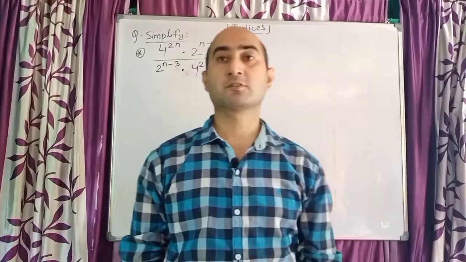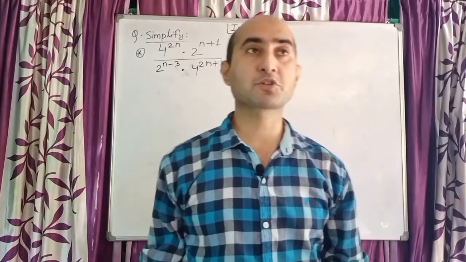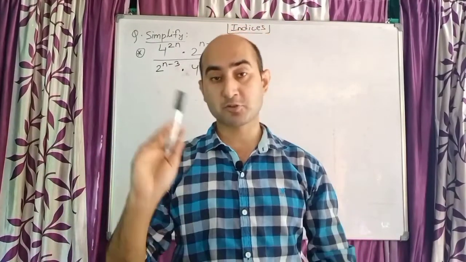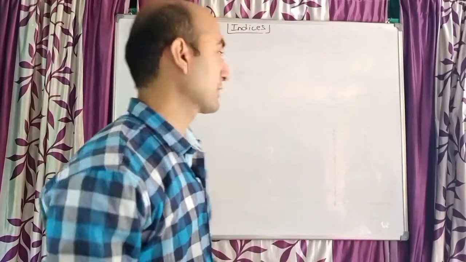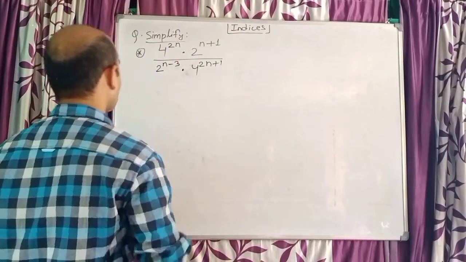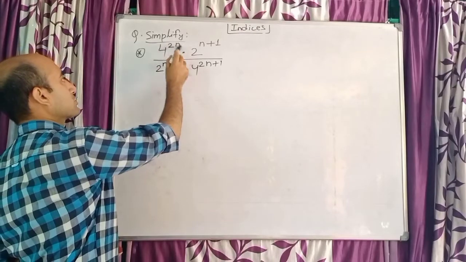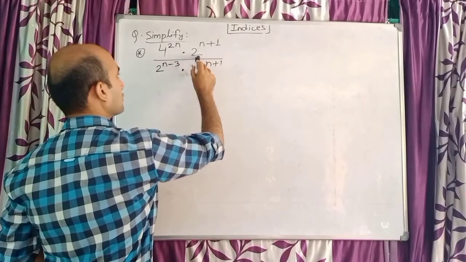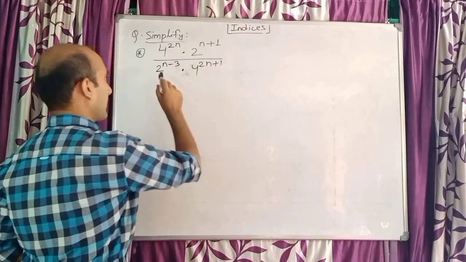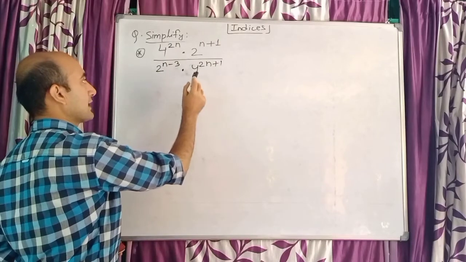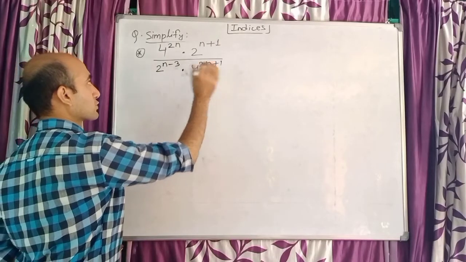Thank you children. So today again I have come up with a new question, but the concept of the last question and this question is the same. So let us begin this question. Simplify (4 to the power 2n) into (2 power n plus 1), into (2 power n minus 3), and here 4 power 2n plus 1.